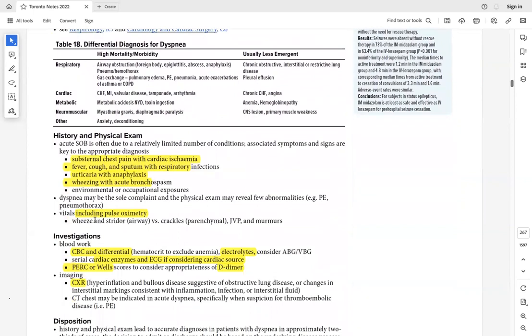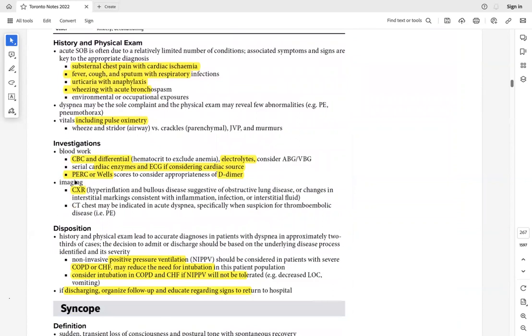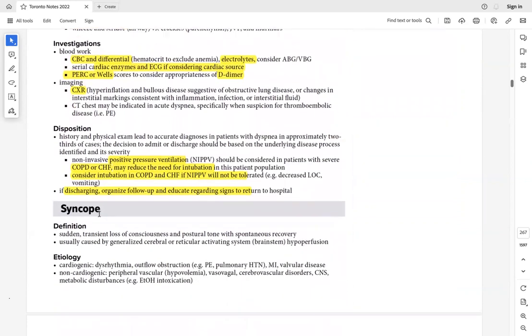Shortness of breath, the same. It can be chest pain or shortness of breath. They have the same DDx and the same investigations we have to do. Okay.